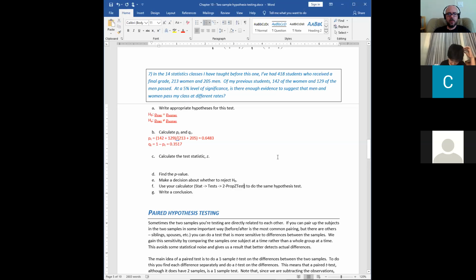What's the difference between 1 and 2 prop Z? Well, 1 prop Z is testing to see if one sample has a proportion equal to a number, and 2 prop Z is testing if 2 proportions are equal to each other. Gotcha.